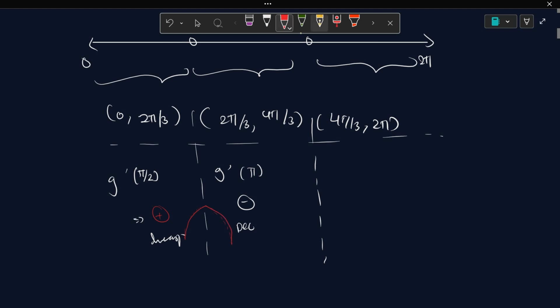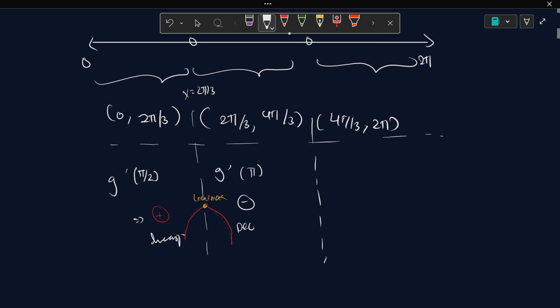So what do I have at the top? I'm going to have a local max, because I'm going from increasing to decreasing, so of course I have a local max at the critical point, which is x equals 2 pi over 3. Now I'm going to do the exact same approach over here.